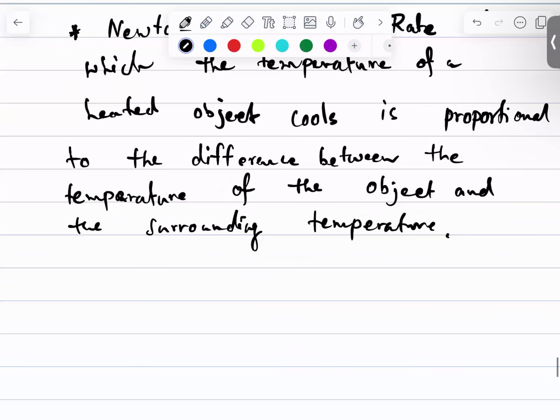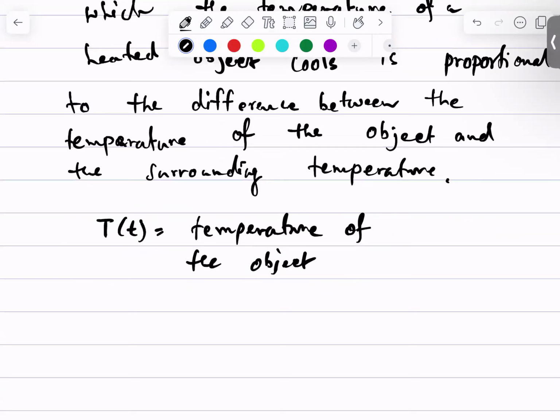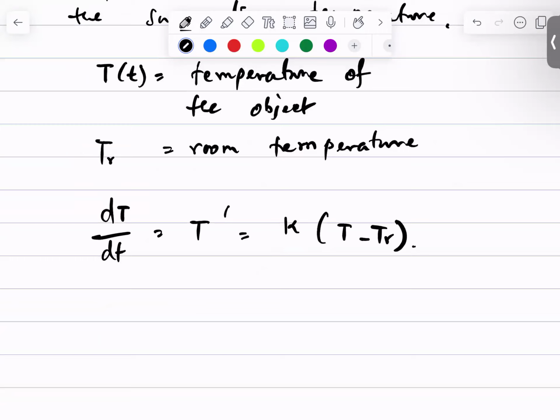What does it mean? It basically means that if T(t), capital T of t, is the temperature of the object, and T_r is the room temperature, then the temperature of the object obeys this differential equation, where k is a constant less than 0 most of the time.